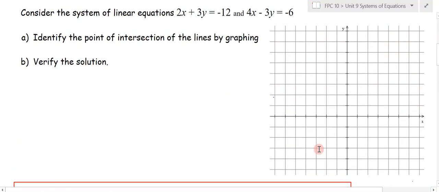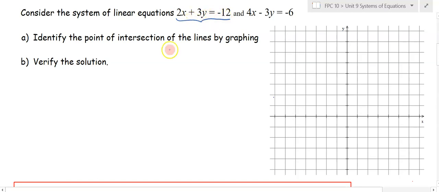Let's consider the system of equations 2x plus 3y equals -12 and 4x minus 3y equals -6. Now this one is not so intuitive. It's difficult to try to just look at it and go, oh, I know what the x and y that works in both equations is. So what we can do is we can take each equation and we could graph it.